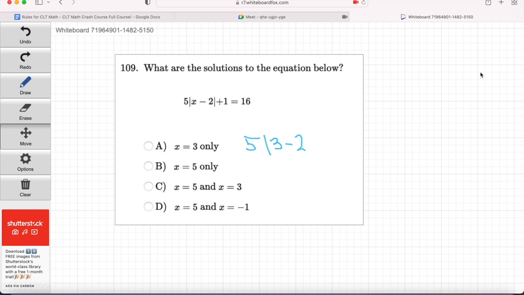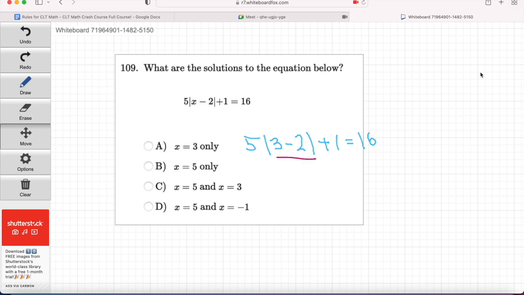Excellent. Just plug in that 3 for x. Very nice. Okay, looking good. All right, let's simplify this. I would start with the stuff inside the absolute value bars. Deal with it like you would with parentheses, right? So what's 3 minus 2? We'll start there.